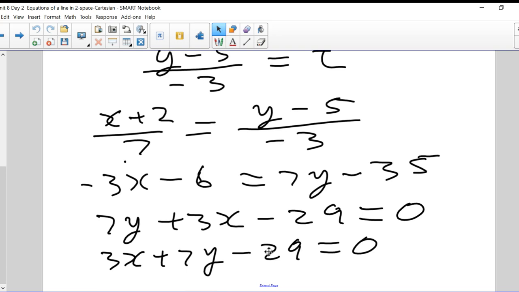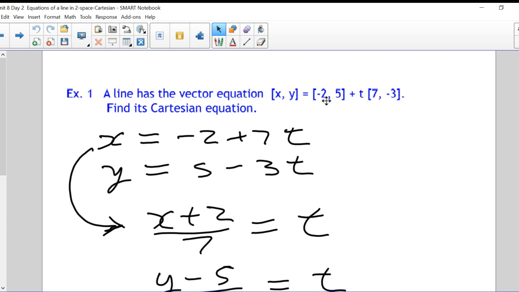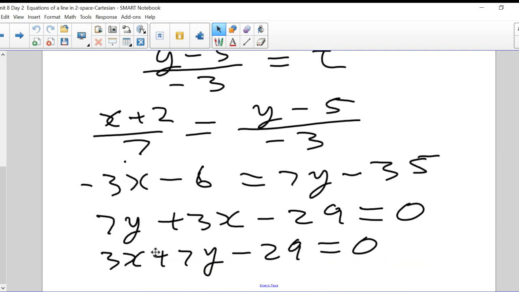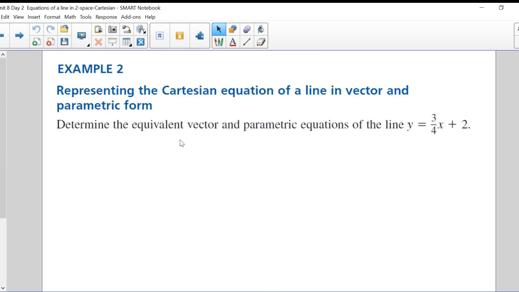To get the minus 29, what we did here was take the point that we have, the minus 2 and the 5, and plug that in. So if I plug in minus 2 for the x and 5 for the y, and there's a plus c on the end, then solve for the c, that c would equal minus 29. Okay, Azia, I think there's another example of that coming up, if that is helpful for you. Okay, representing the Cartesian equation line in vector and parametric form, determine the equation vector.